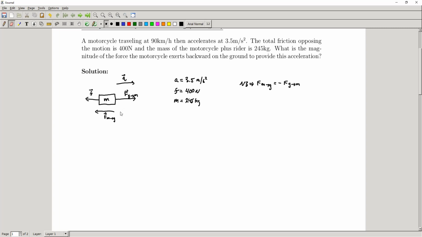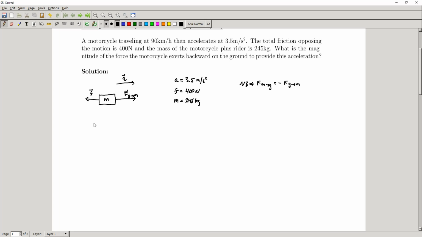So we can kind of ignore this idea of motorcycle on ground and just worry about the force of the ground on the motorcycle, and then the force exerted backward will simply be the negative of the force exerted by the ground on the motorcycle, right? So let's just proceed calculating the force that the ground is applying to the motorcycle, and then we'll just slap a minus sign on it, and that'll be the force of the motorcycle on the ground.